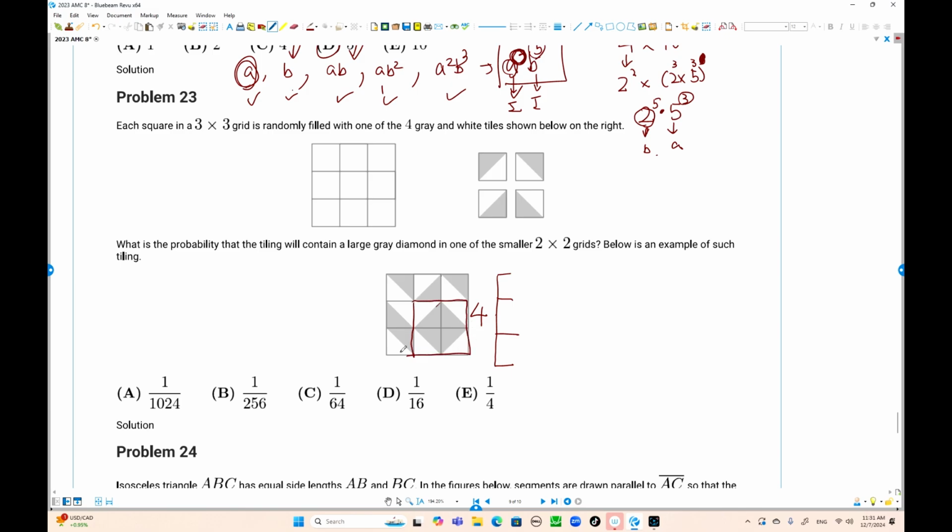So if there are no restrictions, how many ways to place this into this 3 by 3? Each one can be repeated. This one, 4 here, right? That's 4 times, another 4 times, 4 times, and so on for all nine cells. That is 4 to the 9. Are you okay with this?